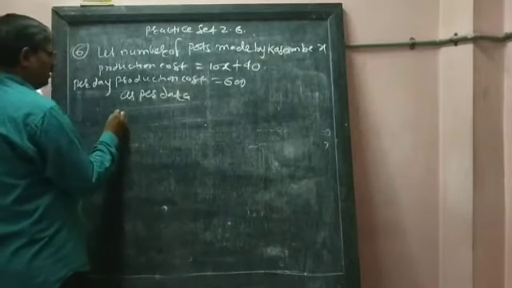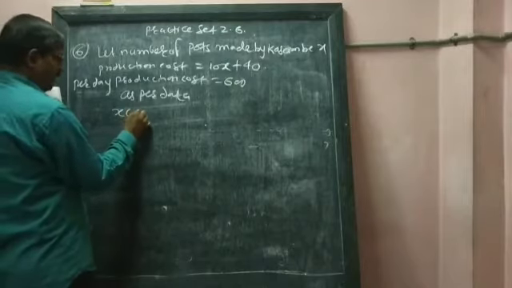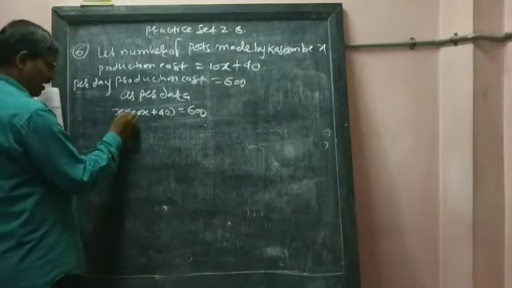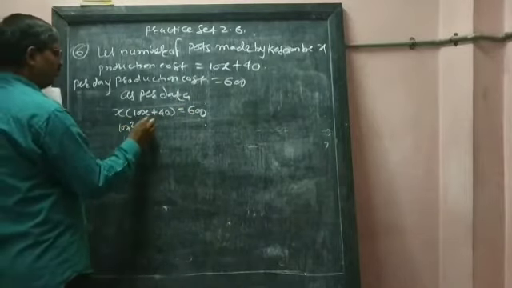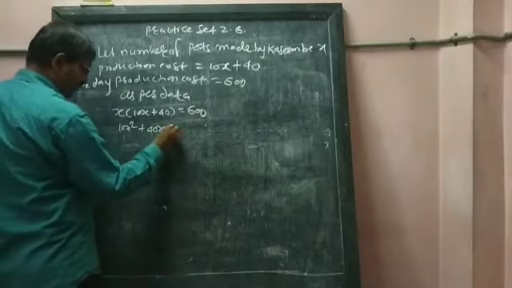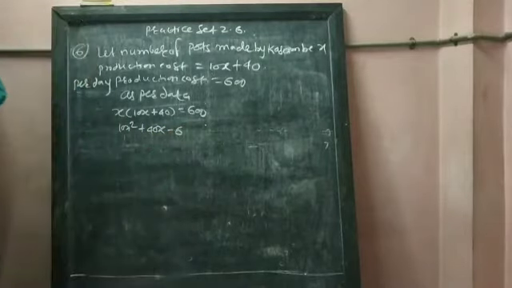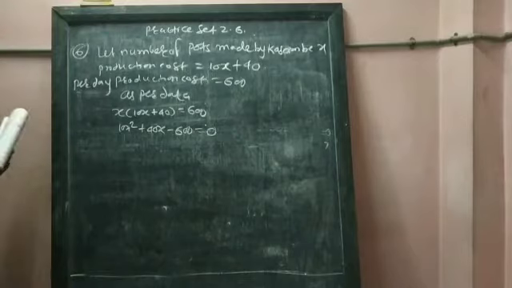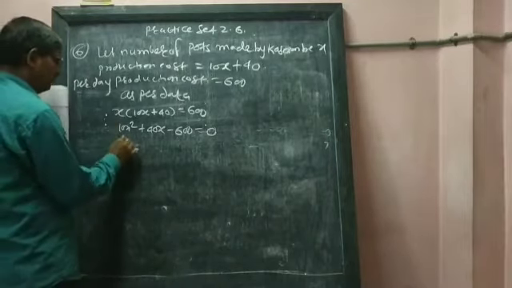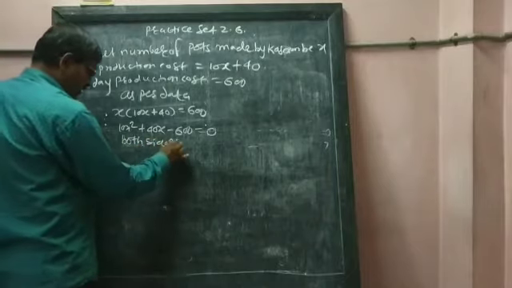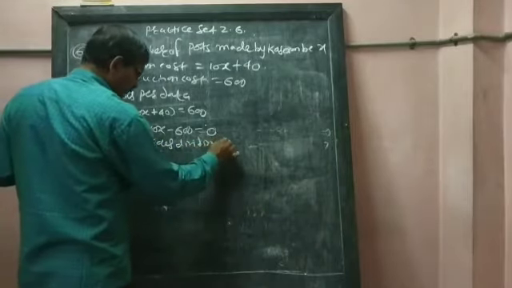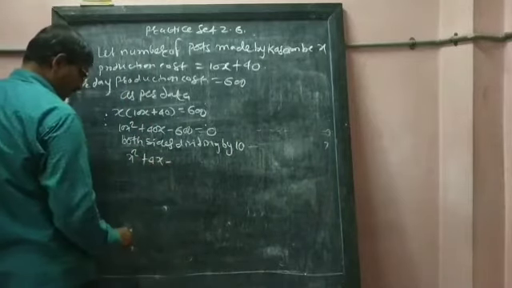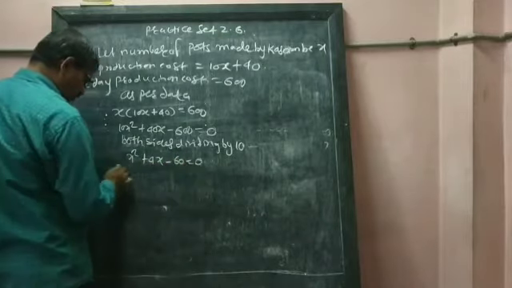x(10x + 40) = 600. So multiplying, x into 10x is 10x square, 40 into x is 40x, and 600 comes to the left, minus 600 equal to 0. Now can we divide both sides by 10? Yes, dividing both sides by 10, you will get x square + 4x - 60 = 0.